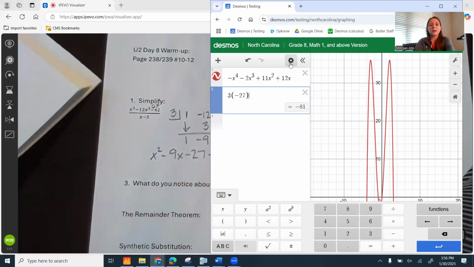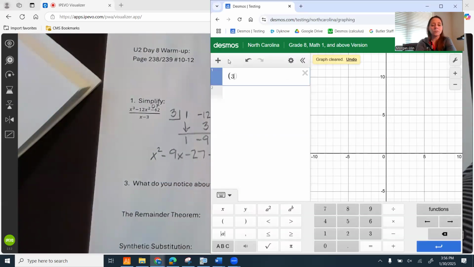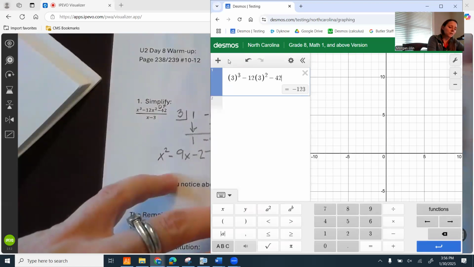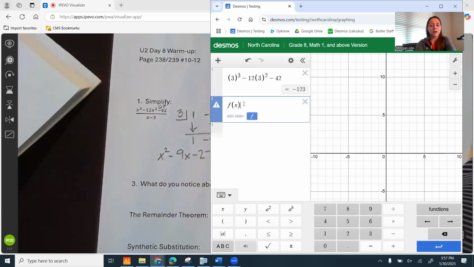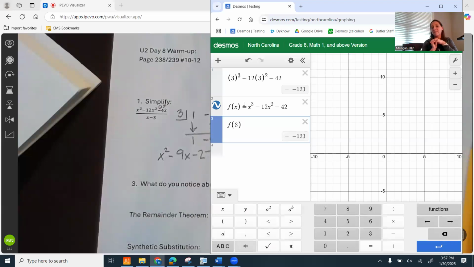So when I plug it in, I'm plugging in 3 cubed, minus 12 times 3 squared, minus 42. And it comes out to be -123. The other way you can do this is to write f of x equals x cubed minus 12x squared minus 42, and then if you say f of 3, it comes out with that value. So that's another way to do it as well.